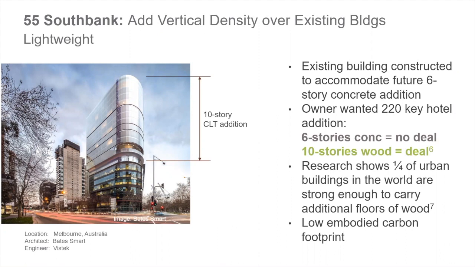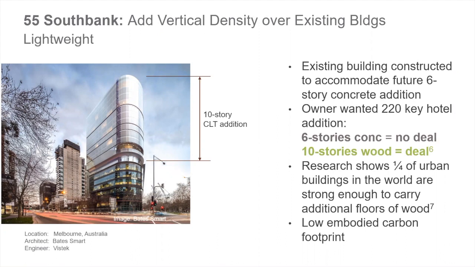Since mass timber is roughly 2/3 lighter than concrete, the designers were able to add 10 stories of mass timber instead of the 6 stories of concrete. The cool thing about this project is that the vertical addition was done with zero impact to the existing foundations and the building structure below. So this is a really great example of how to showcase the lightweight value of wood structures. In this particular case, 6 stories of concrete was no good. It was a no deal, but 10 stories of mass timber is what really made this project move forward.